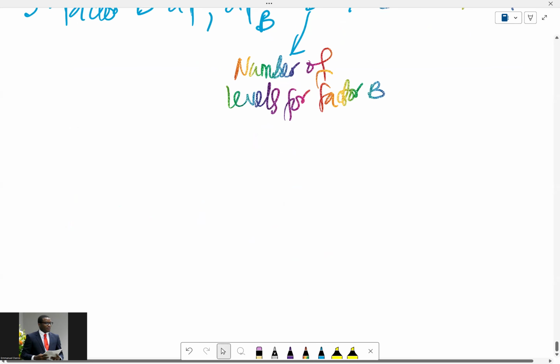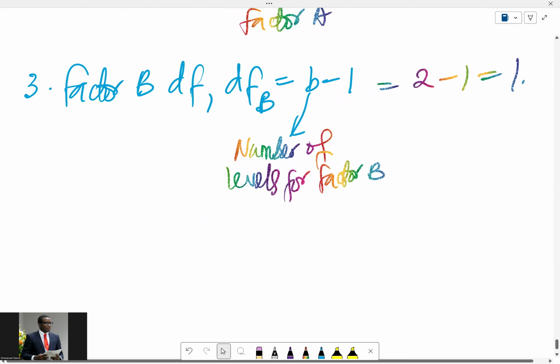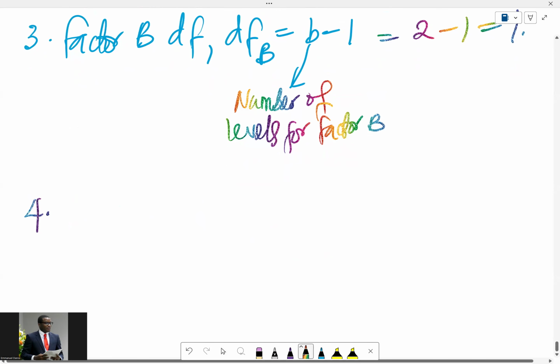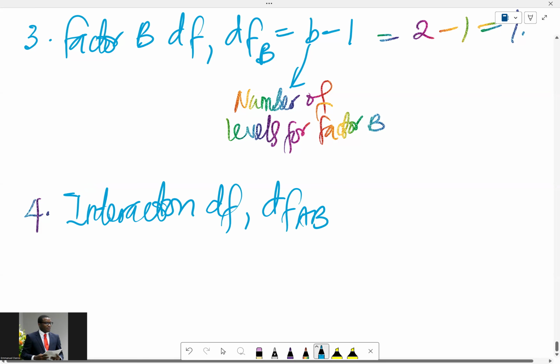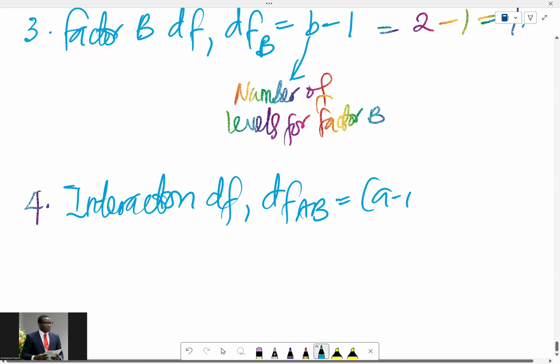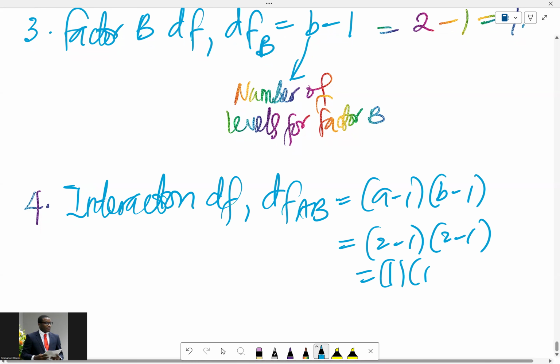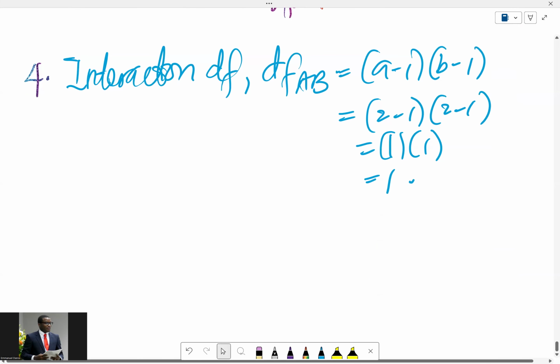Okay. Then we have the next one, number 4, interaction degree of freedom. That is what you can call DFAB, and it's simply given as A minus 1 times B minus 1. Of course, that is 2 minus 1 times 2 minus 1, which is 1 times 1, and that is simply 1. So DFAB is also 1.